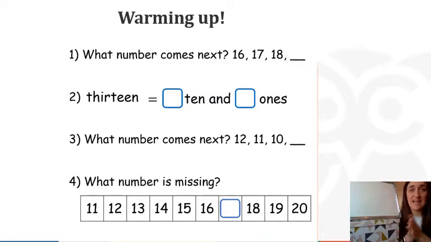Right then everyone, let's start by warming up. Get your hands nice and warm, they're ready for some lovely maths. Okay then, let's have a look. Question 1. What number comes next? You can see on the board. I'm going to write it on my board here. We have this number, then this number, then this number. What number comes next?